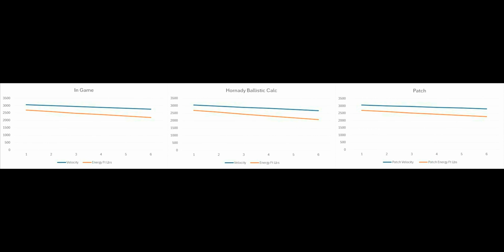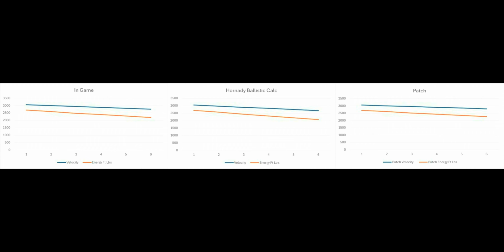The one on the left is basically your energy and velocity, so it's the number that they're reaching. Your velocity is the blue line, and your energy in foot-pounds is the orange line. The in-game data is what I took from 0 to 500 yards. I had a target and put it on there to the yardage, the best I can get, close enough to it. And that's what it was.